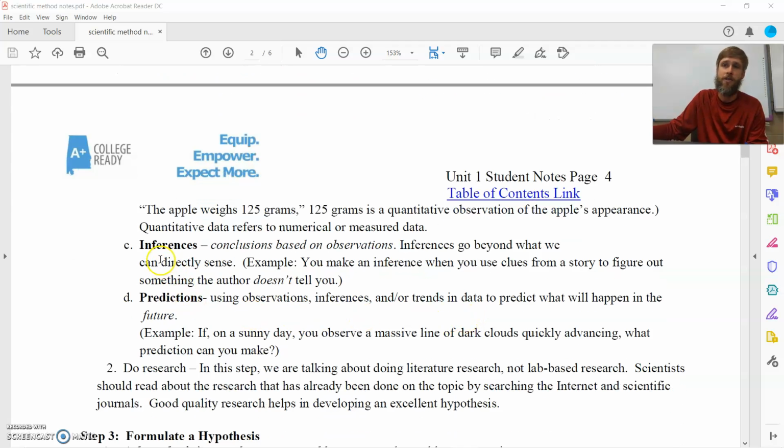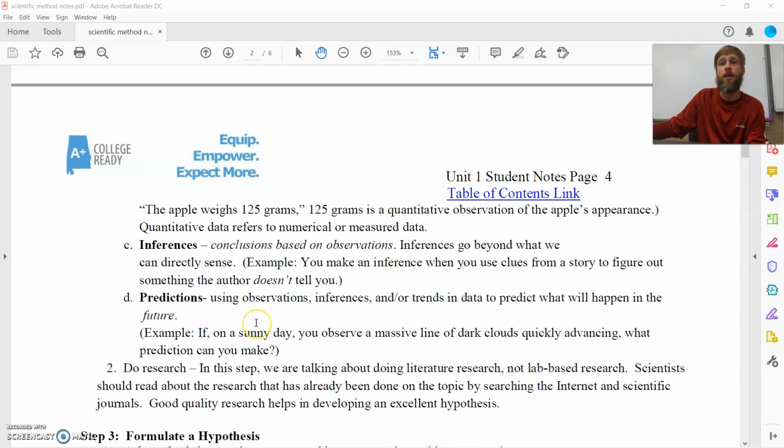Then you can make inferences, conclusions based on observations. Inferences go beyond what we can directly see. For example, you make an inference when you use clues from a story to figure out something that the author doesn't tell you. If any of you are really big into novels, lore in novels, then you probably like the Marvel series. There are a lot of things that people who are really into the Marvel series will make inferences about, maybe the next movie.